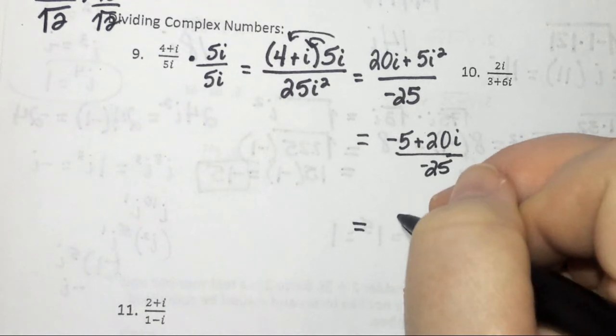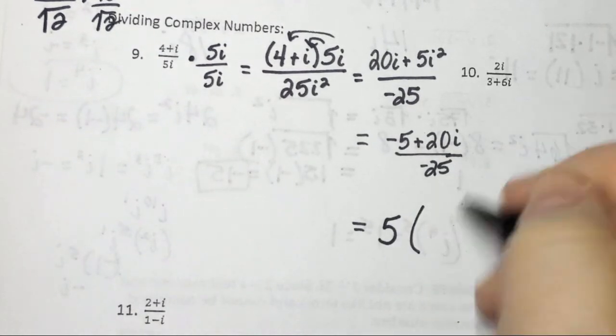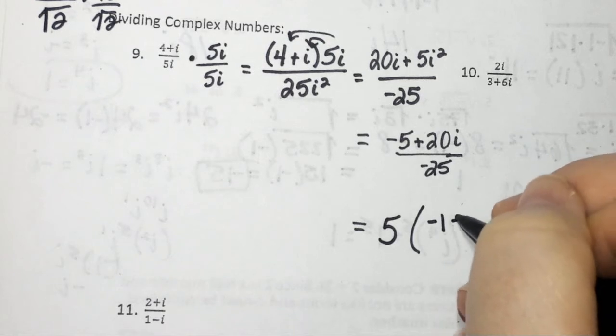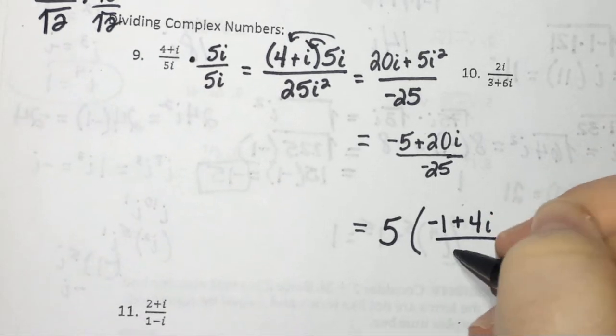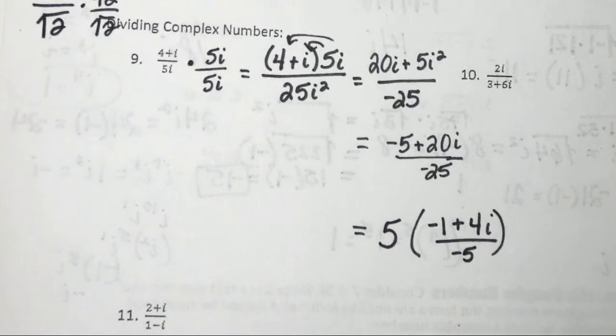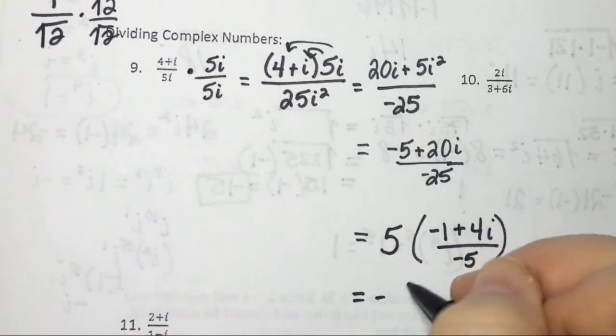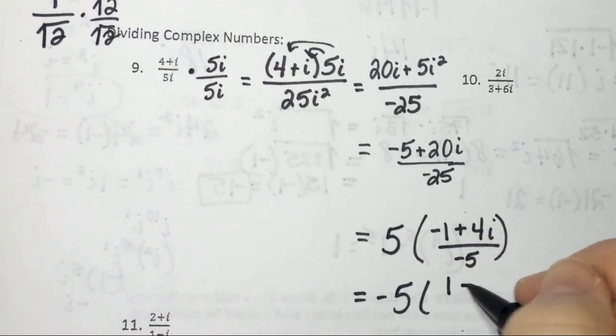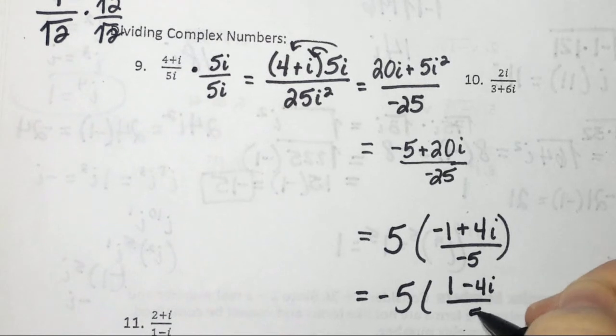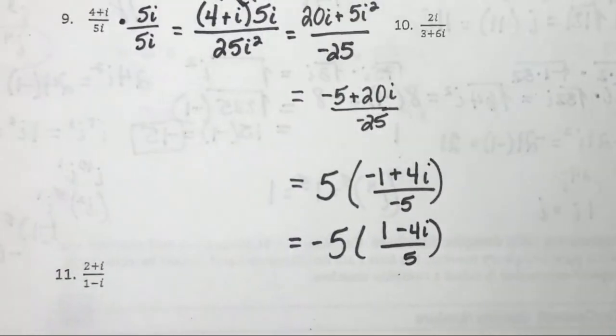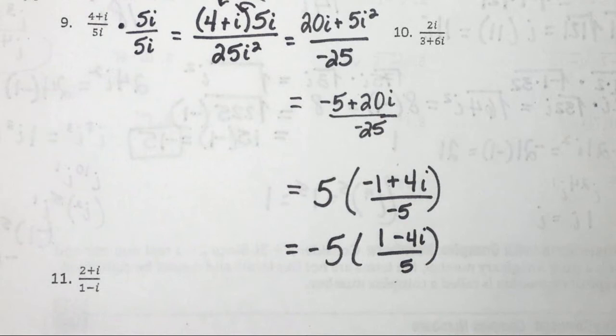So if I factored a 5 out of everyone, I would be left with negative 1 plus 4i divided by negative 5. And heck, I'm even okay if you wanted to factor out a negative 5. And so you had 1 minus 4i over 5. Doesn't matter to me. Seriously, I'm okay if you stopped here. I get it. Life's hard.